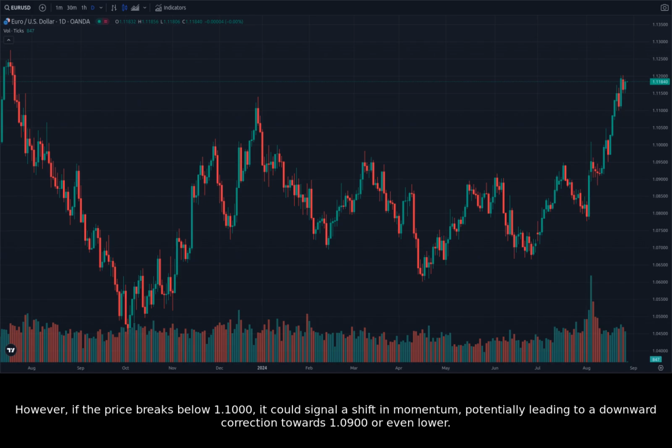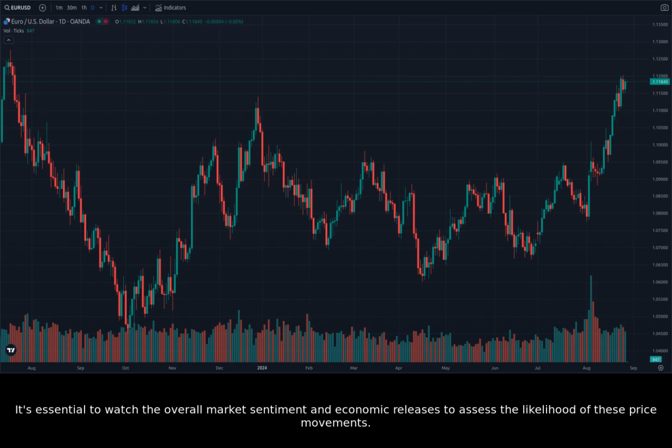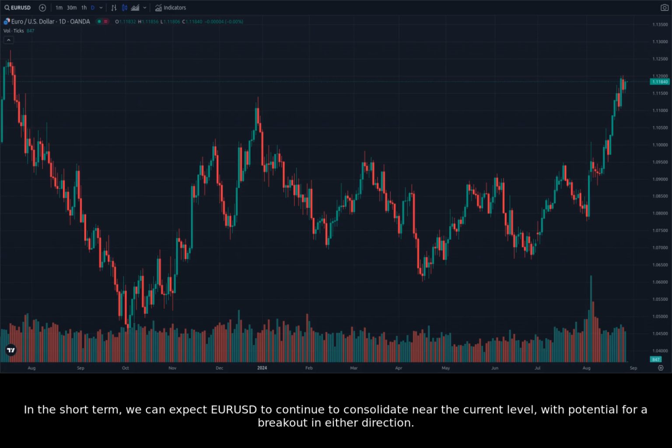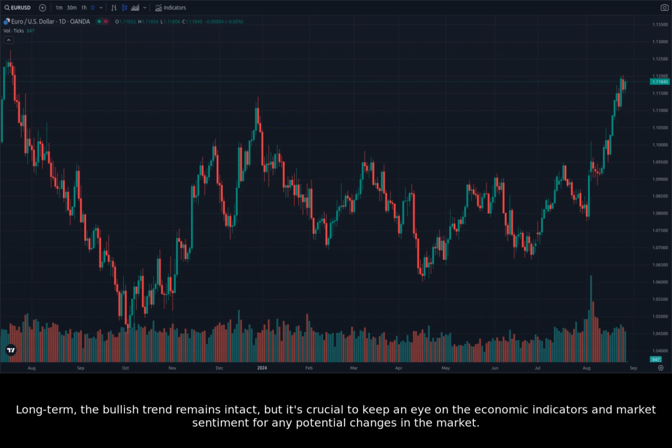1.0900 or even lower. It's essential to watch the overall market sentiment and economic releases to assess the likelihood of these price movements. In the short term, we can expect EURUSD to continue to consolidate near the current level, with potential for a breakout in either direction. Long term, the bullish trend remains intact, but it's crucial to keep an eye on the economic indicators and market sentiment for any potential changes in the market.